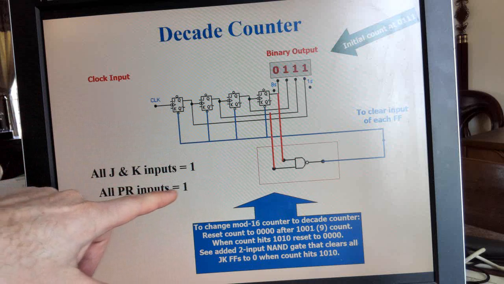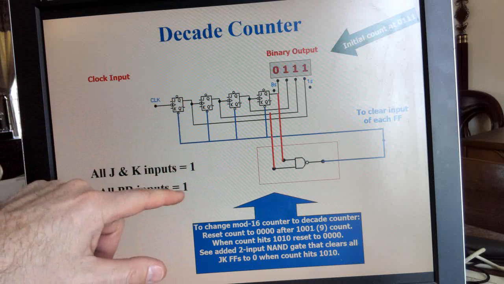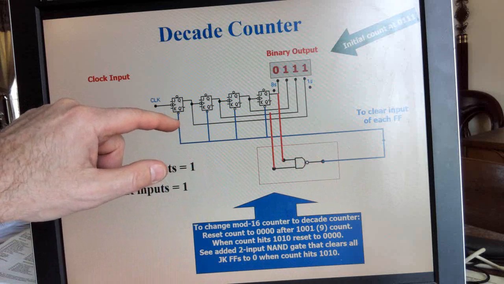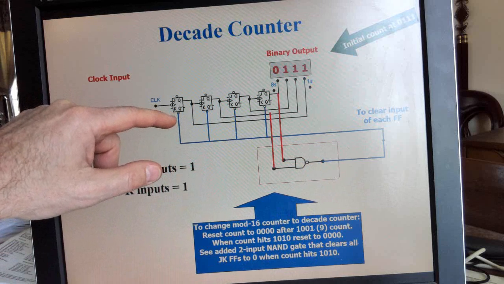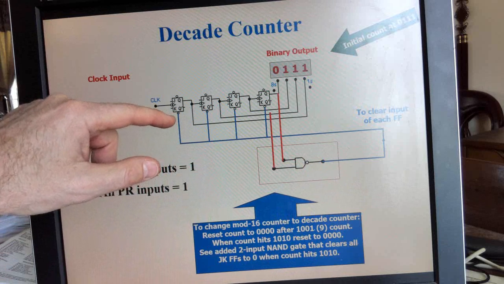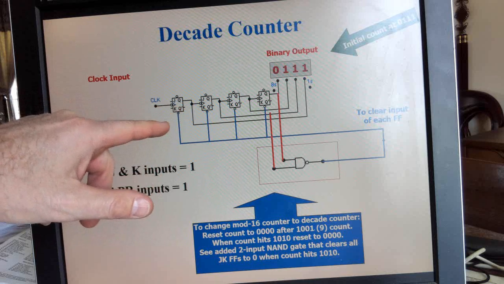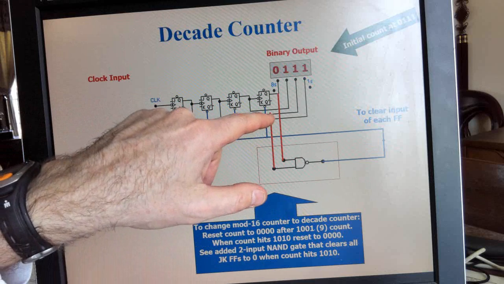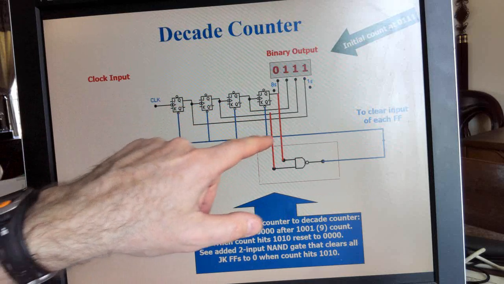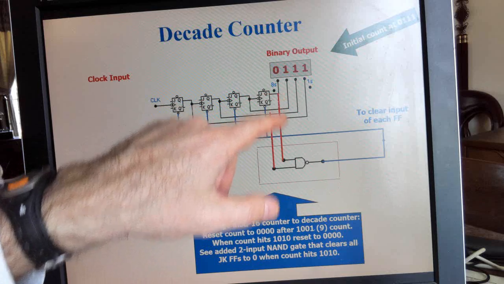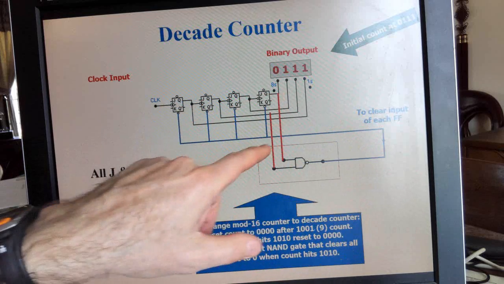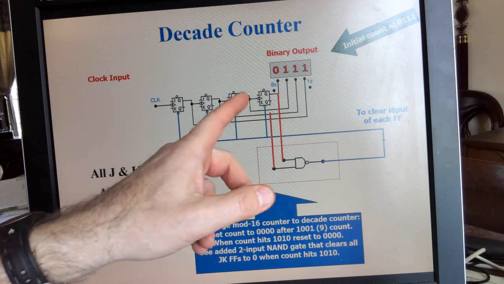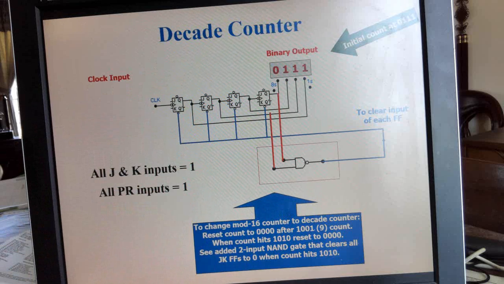Okay, presets are 1s, your J and Ks are 1s, but your clears are tied to the output of this NAND gate. And think about it, when you put a 0 to a clear, which is active low, think about what it's going to do. A 0 on your clear, which is active low, means you're going to put out a 0 on your Qs. So basically, when we get a 1 here, output of second flip-flop, and we get a 1 on the last flip-flop, we're going to put out a 0, and we're going to clear all the flip-flops. So we'll go from whatever we had to 0, 0, 0, and we'll start over again. So let's go see how this works.